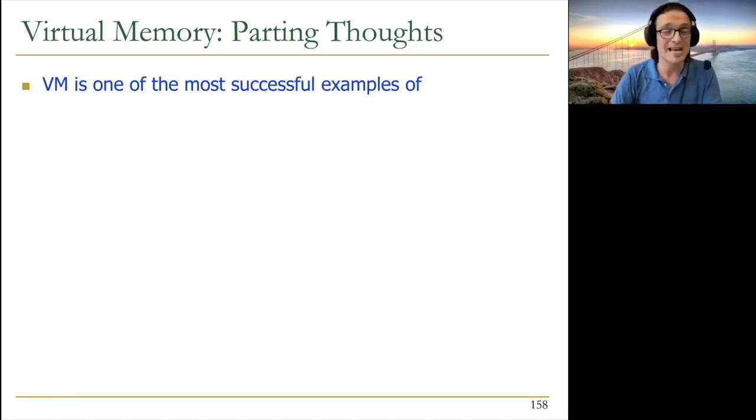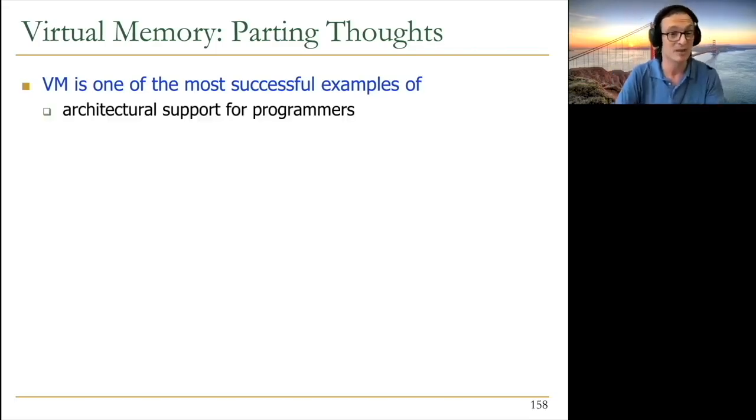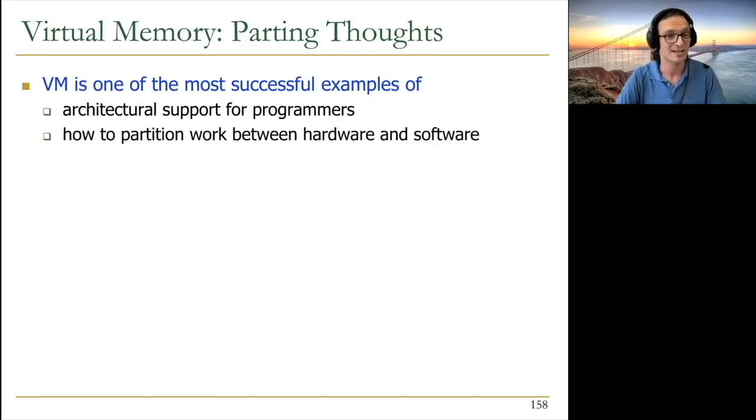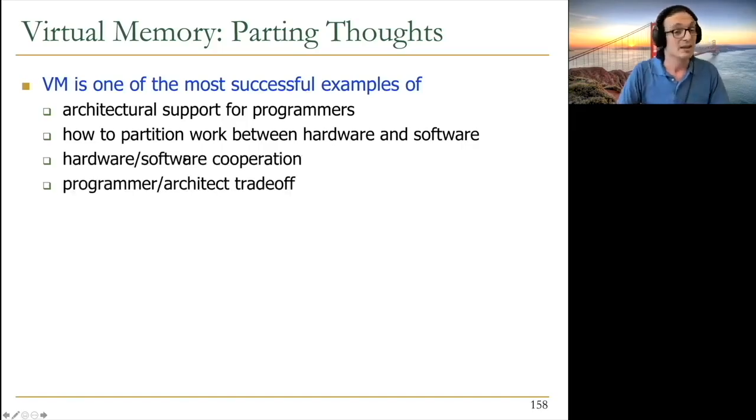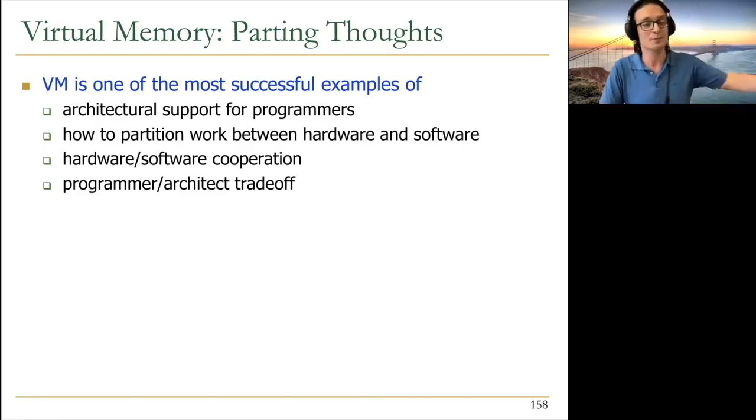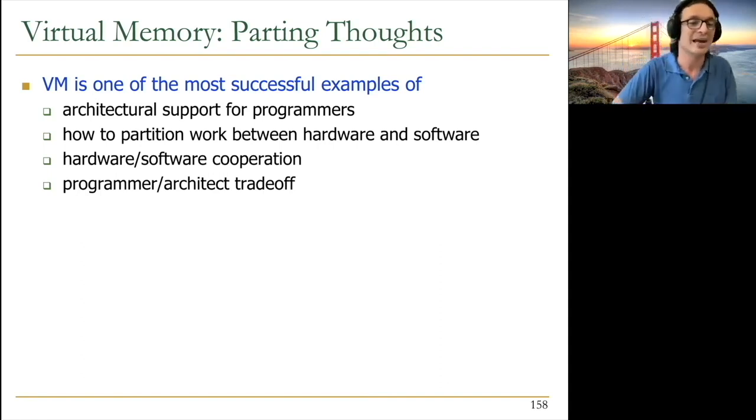But virtual memory is actually very important because it's one of the most successful examples of multiple things. Architectural support for programmers, and how to partition work between hardware and software. So it's really hardware-software cooperation, which is similar to what I said over here. And it's a very successful example of the programmer-architect trade-off. It makes programmers' lives super easy, and architects' lives, both system architects' and microarchitects' lives, harder, as we have seen. But it is one of the most successful examples.